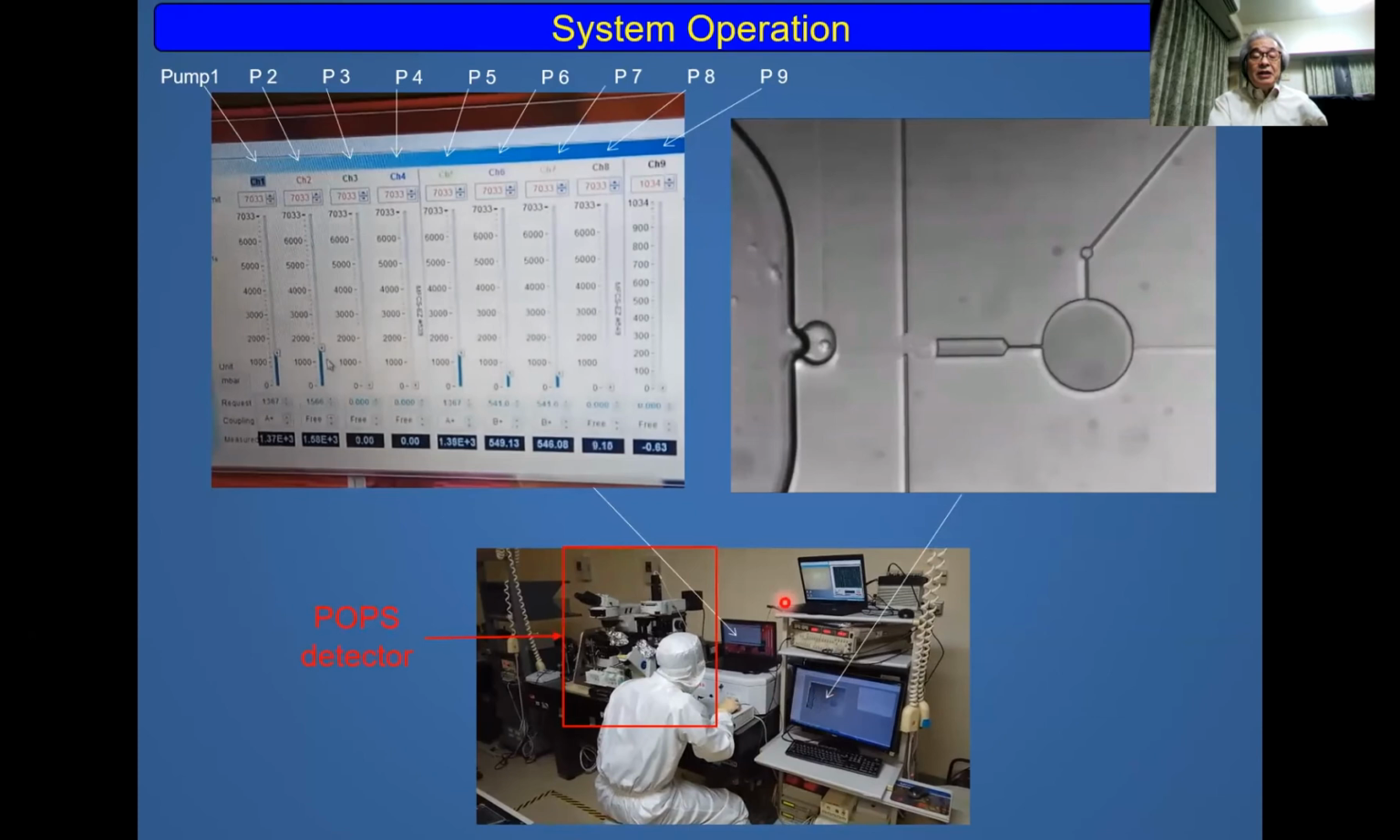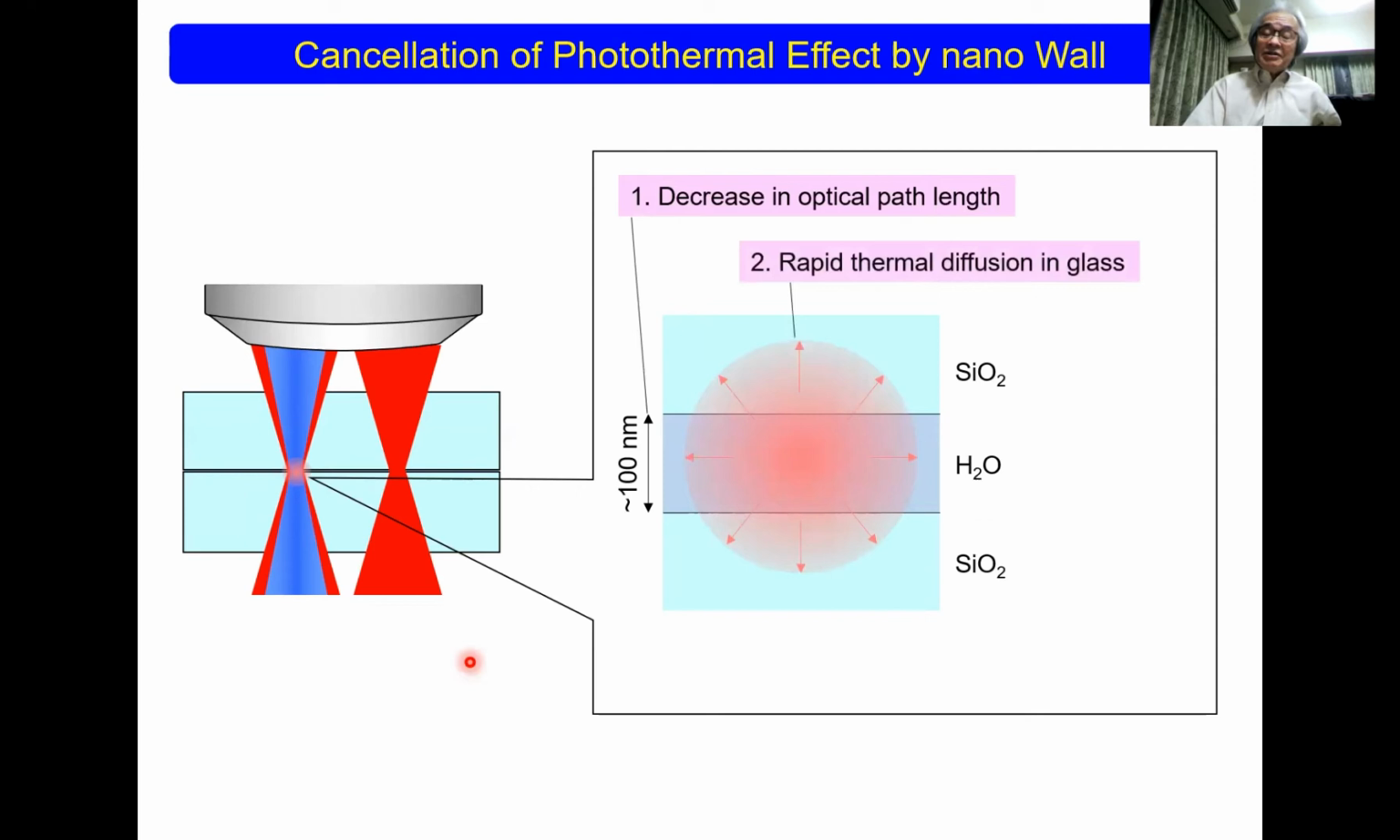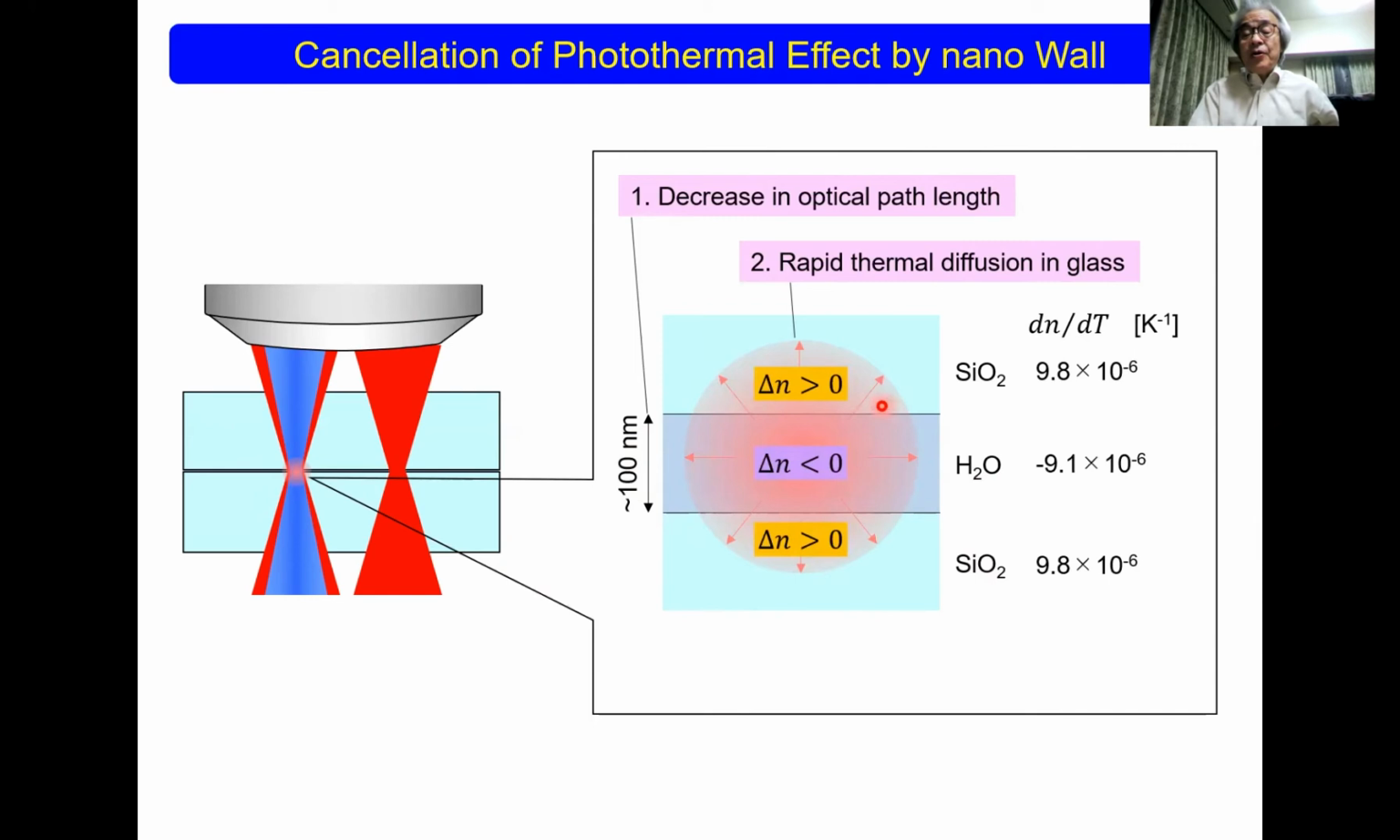And this one is our photothermal detector. There is one problem. The space is too narrow, and the thermal diffusion length is larger than the channel. And the photothermal effect occurred not only in the liquid, but also in the glass. However, the temperature coefficient of the refractive index is positive, negative, positive. That is why some compensation occurred, and the photothermal detector loses some sensitivity. However, even with some loss, we could detect a countable number of molecules. In case we can solve this kind of problem, then single molecule detection in the liquid is not so difficult.